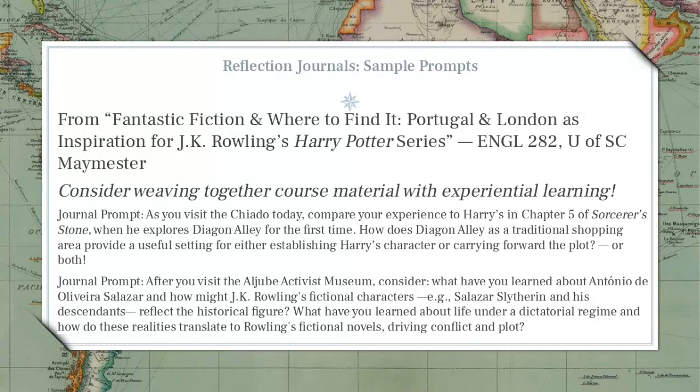So the second journal prompt has to do with an activist museum in Lisbon. After you visit the activist museum, consider what you have learned about Antonio Salazar and how might J.K. Rowling's fictional characters, for example, Salazar Slytherin and his descendants, reflect the historical figure. What have you learned about life under a dictatorial regime, and how do these realities translate into Rowling's fictional novels, driving conflict and plot? Okay, next slide.